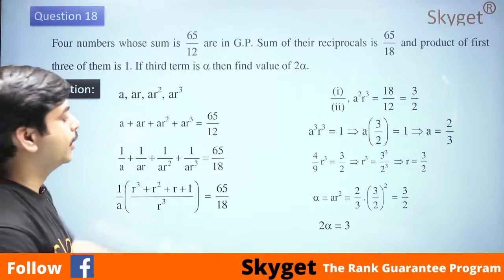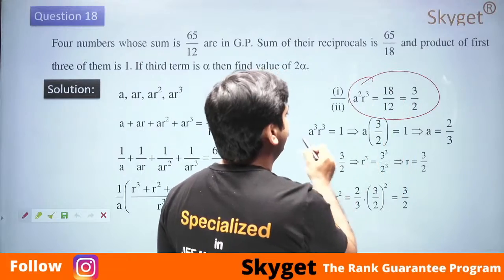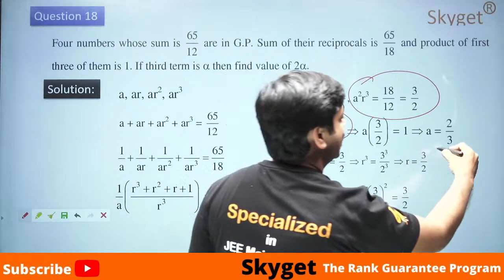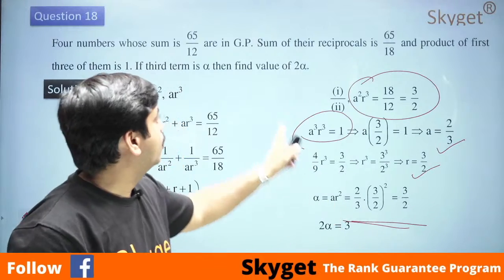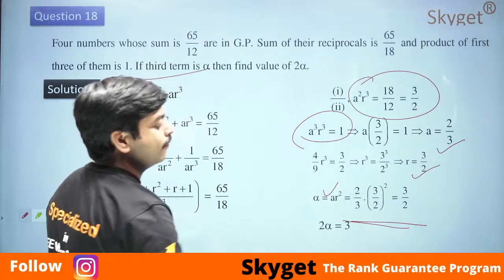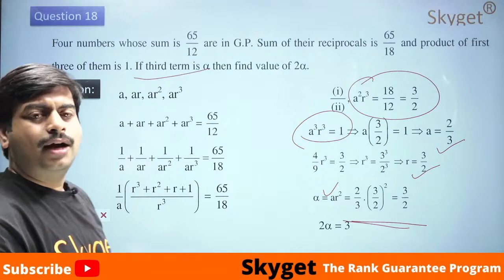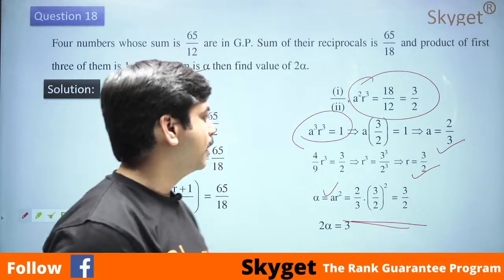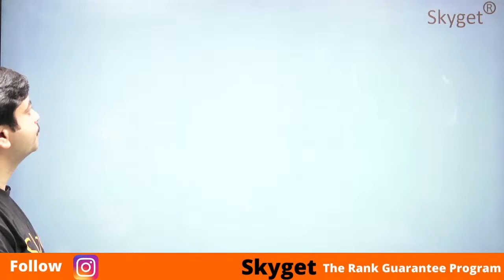So once you solve this, because you have 2 equations finally, this one important and this one important. So 2 variables, 2 simple equations. Try to solve for that. You will get A equal to 2 by 3 and R equal to 3 by 2. Now the question is asked for alpha, the third term. Third term is AR square, which is equal to alpha. From there you will get the value of 2 alpha, which is equal to 3. Numericals are very easy if you can understand the question, or else you will be getting a lot of bigger values, and you will be wasting a lot of time on this one. Right, so let's move to the next question.